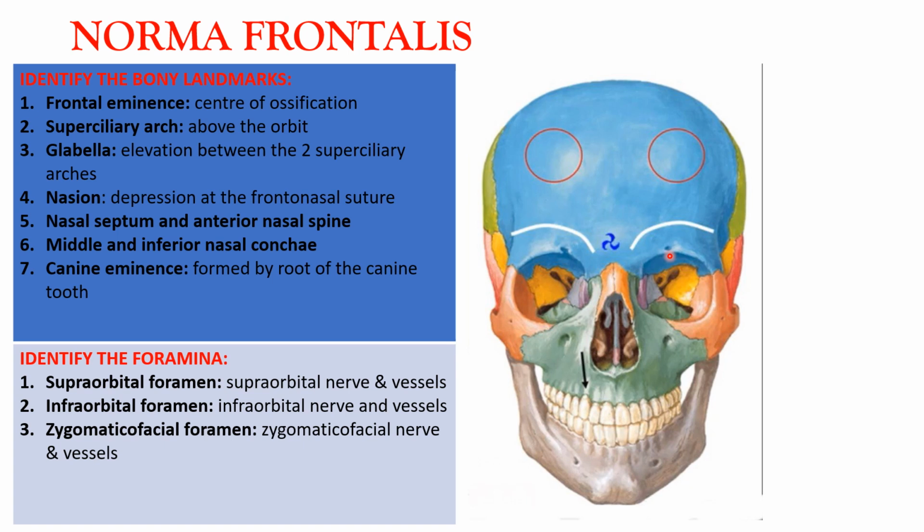Then we'll look at the infraorbital foramina below the orbit. So this is the infraorbital foramina here. There's another one here. It also transmits the infraorbital nerve and vessels.